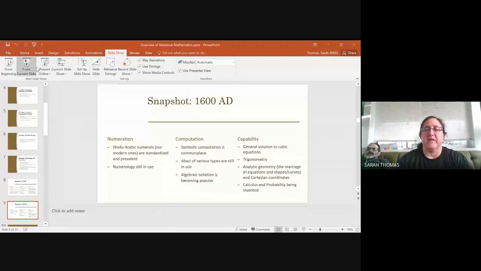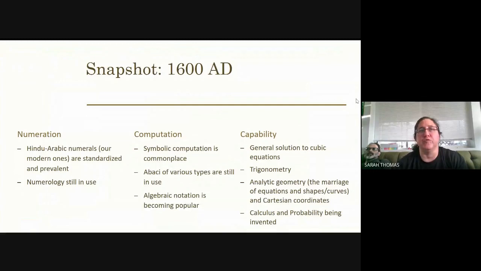Okay, so any cubic equation. That means all the ones, even the ones that didn't have real roots. So they had imaginary numbers by then. In fact, that was a late period invention. Trigonometry became popular. It came from India, believe it or not. A lot of people think of trigonometry as more of a Greek thing, but the trigonometry that we have today is what came out of India.